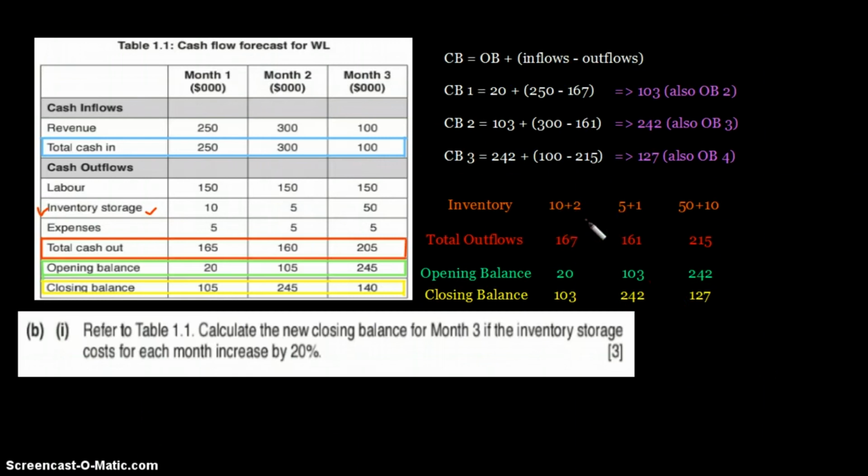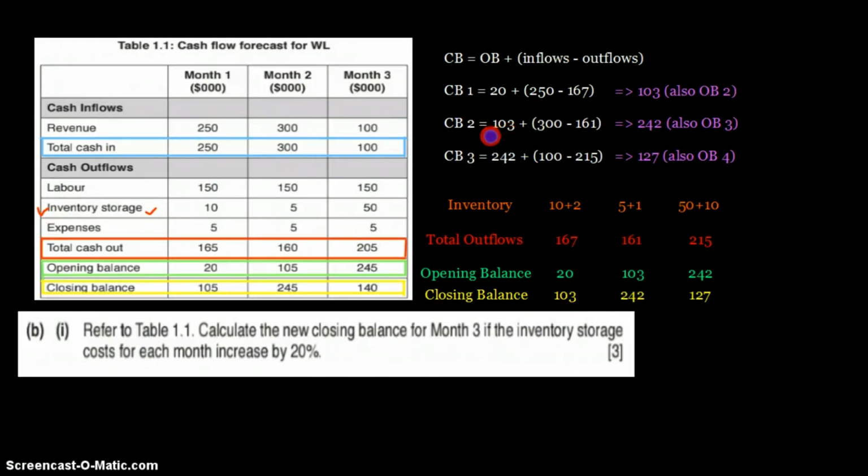So how did I calculate this over here? I used the new inventory. Using the new inventory, I got the total cash outflows for month 1. That's $167,000. Put that in the formula over here. Inflows are the same. Inflow minus outflow, I got net cash flow. Add that with opening balance, I got the closing balance of month 1, which was $103,000. That is also the opening balance of month 2. So I put that over here, 103.